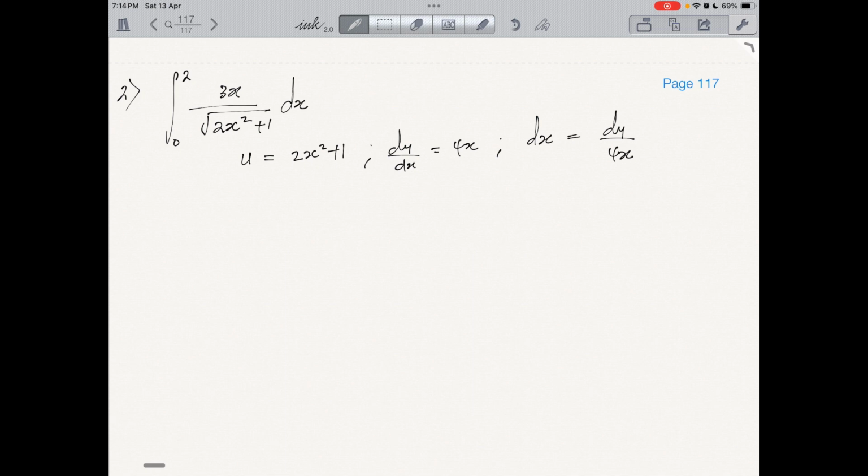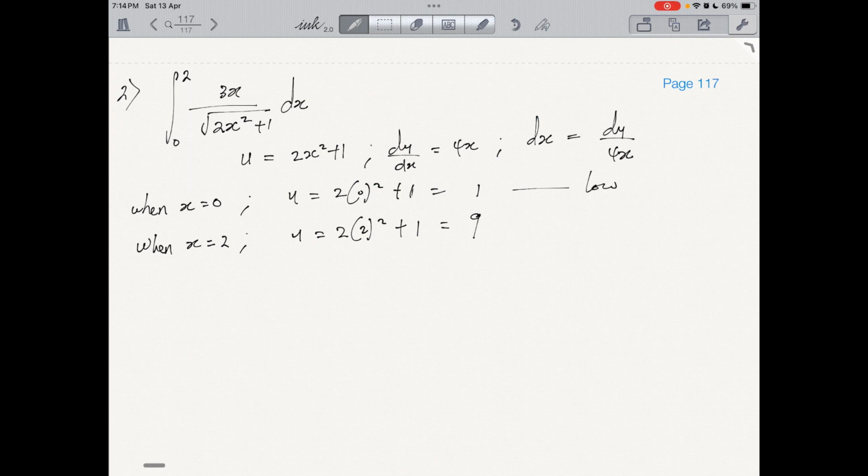So with that done, let's change our limits. When x is equal to 0 as the lower limit, our u is equal to 2 into 0 squared plus 1, and that will give us 1. And for the upper limit, that is x is equal to 2, our u is equal to 2 into 2 squared plus 1, and this is equal to 9. So u equal to 1 becomes our new lower limit, and u equal to 9 becomes the new upper limit.